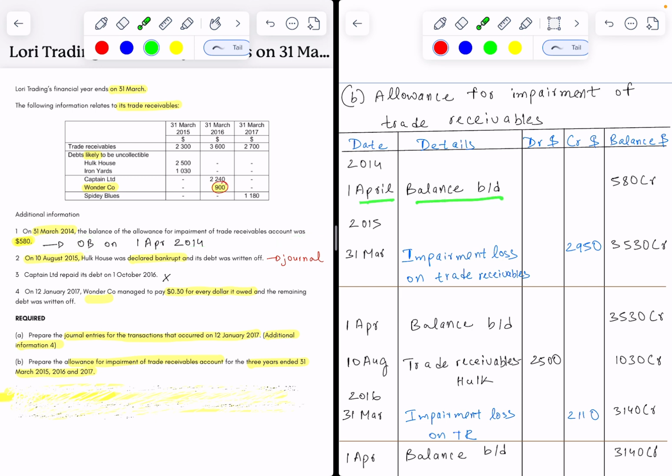So at 1 April 2014, we have got an opening balance, which is the balance brought down of $580 credit. And it is credit because allowance for impairment by default should always have a credit opening balance, because it's a contra asset account, which records the reduction for a relevant asset account, and that is trade receivables. Okay? Then, at 31 March 2015, so you have to make sure your dates are in sequential order.